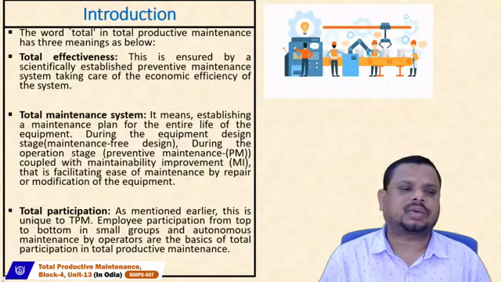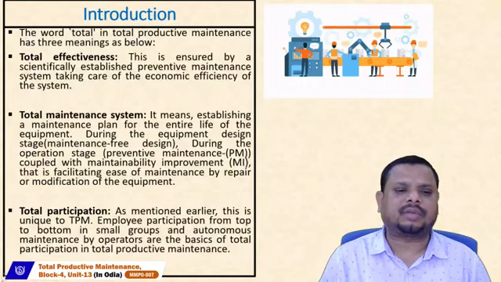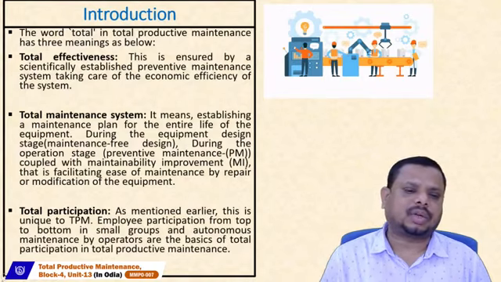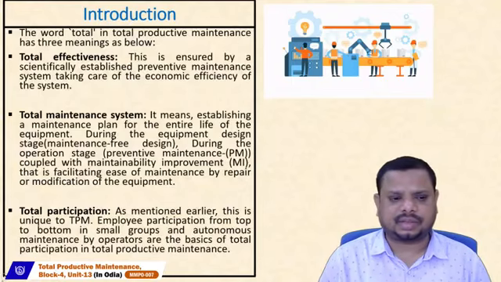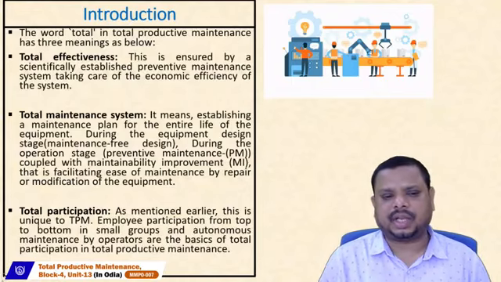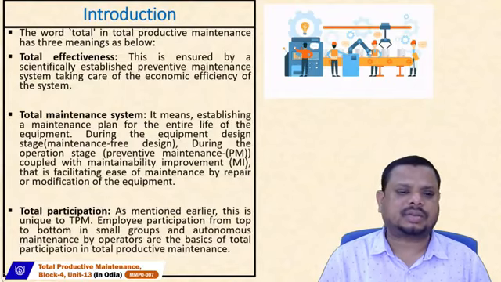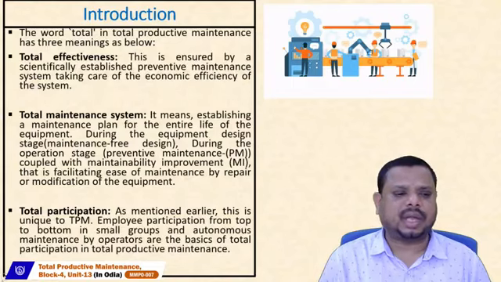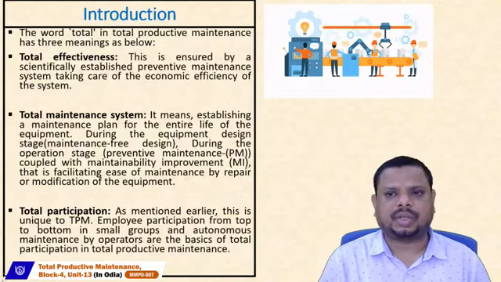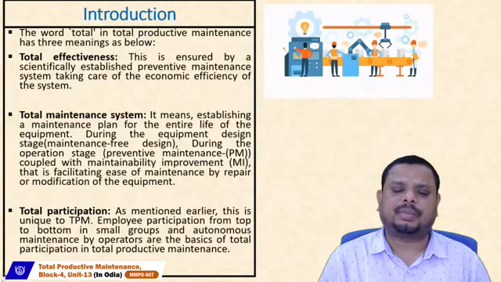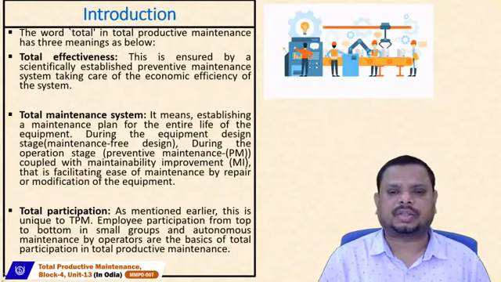The next one is known as the total maintenance system. That means it establishes a maintenance plan for the entire life of the equipment. Whenever you focus on equipment, the first important part is the equipment design stage, where a maintenance-free design should be there. During the operation stage, you have to provide preventive maintenance, coupled with maintenance improvement, which facilitates ease of maintenance by repair or any kind of modification of the equipment.